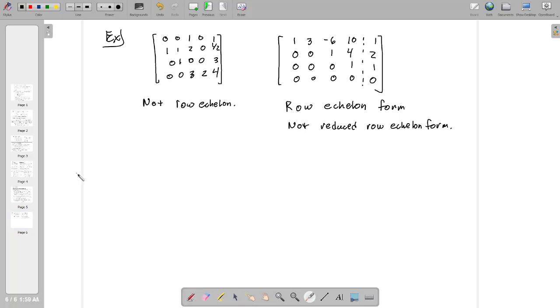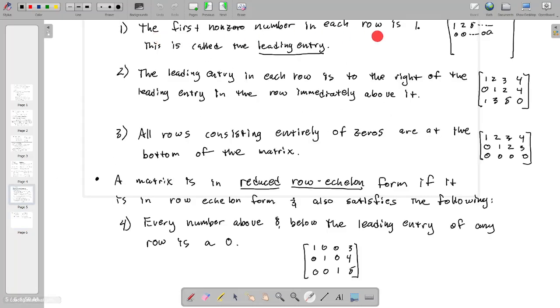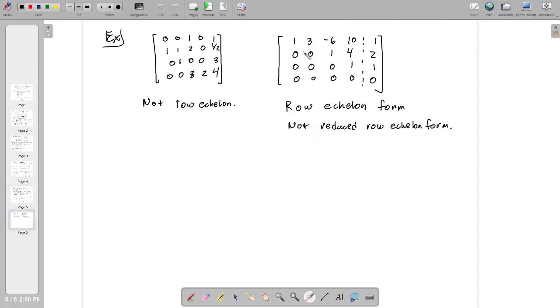So first, notice it's going to meet these three properties. First one, each leading entry needs to be a 1. Second, each leading entry needs to be to the right of the leading entry directly above it. All rows consisting entirely of zeros are at the bottom of the matrix. So here, each leading entry is 1. Each leading entry is to the right of the leading entry directly above it, and all rows containing all zeros are at the bottom. So this is in row echelon form.